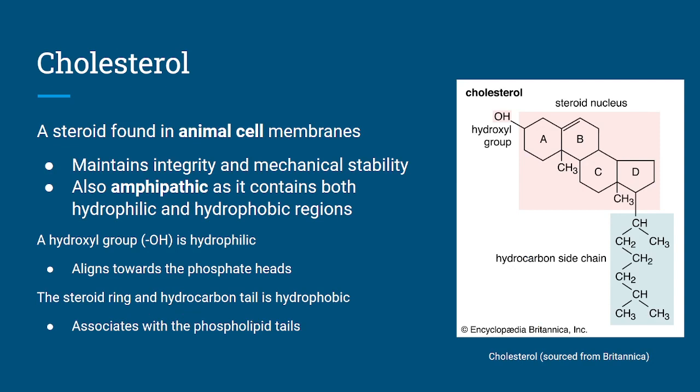Next up, we have cholesterol. So cholesterol is a steroid found in animal cells and is very important. So first off, it maintains the integrity and mechanical stability inside the cell. It is also an amphipathic molecule as it contains both hydrophilic and hydrophobic regions. The main use of cholesterol is that it regulates membrane fluidity and also prevents crystallization. It contains a hydroxyl group, or an OH group, which is hydrophilic, and this aligns towards the phosphate heads, and also contains a steroid ring and hydrocarbon tail, which are hydrophobic, and this associates with the phospholipid tails.